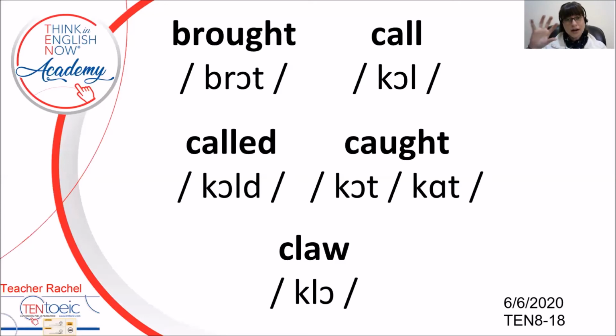Claw. This describes the hand or the foot of an animal, and it has real sharp nails. So like a bear has claws, real sharp nails.